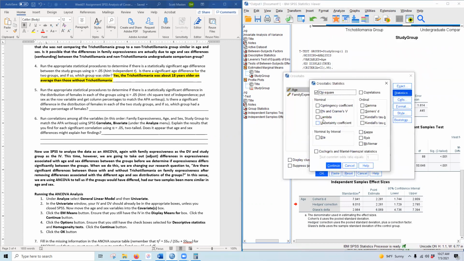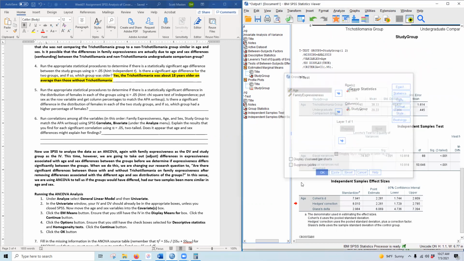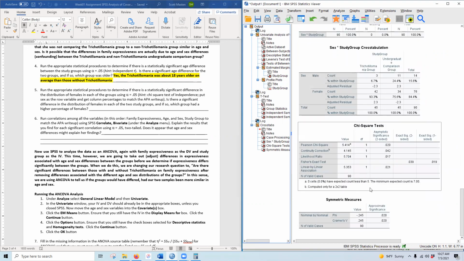So, statistics. Let's get Cramér's V, run it. I love that it saves your old options, so you're not screwed. You just pop back in there and add it, right? All right. So same thing, but now I got this thing, Cramér's V. So 0.02, yeah, there's a difference in the sex distribution of the trichotillomania and non-trichotillomania groups.